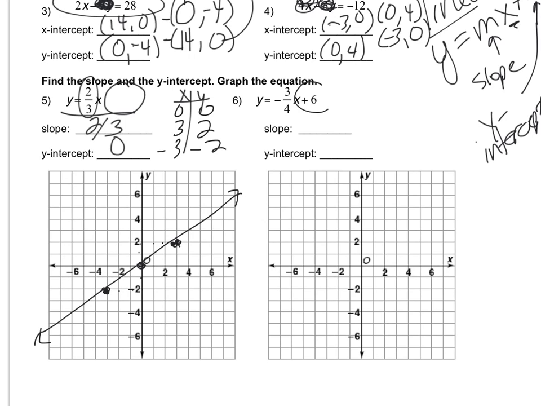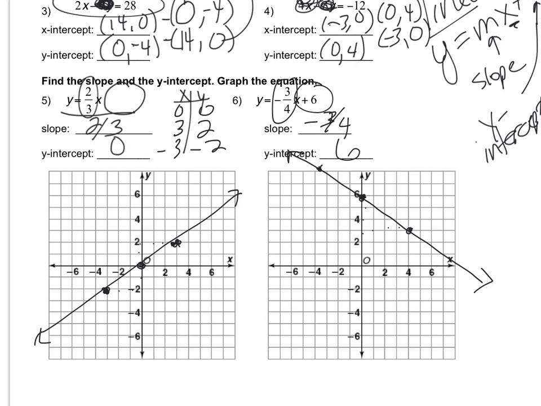For number 6, I'm going to start by graphing that y-intercept at 6. So I'm going to come up here and put a dot right there at (0, 6), and the slope is -3/4. So I can either go down 3, 1, 2, 3, and to the right 4, or I can go up 3 and to the left 4. This is a negative slope, so it should be going in this general direction.